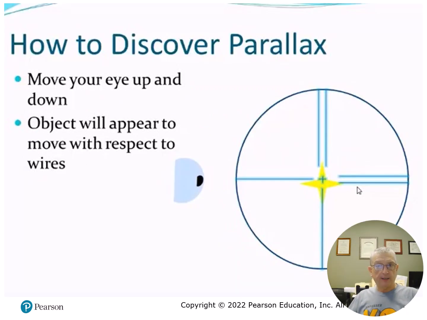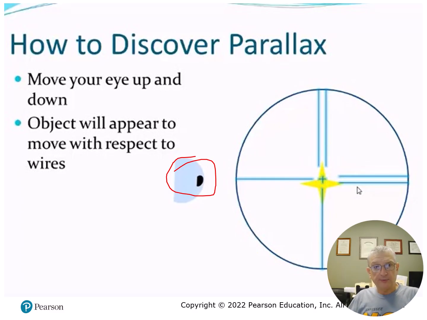So what do we do about it? How to discover if you've got parallax is move your eye up and down. And they've got a nice little diagram here. They've got a video on the Pearson instructor page that I'm not sure how to share. It's not that long. It may be available to you in the ebook or the day one book. So if it is, it's a good little 6-minute video.